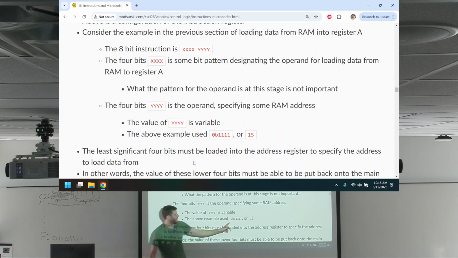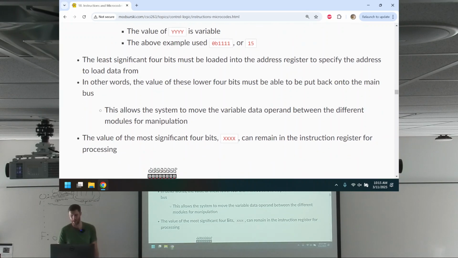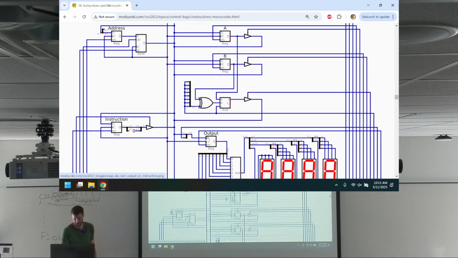Like in the above example, we used 15. But this is the information I've got to output from the instruction register and put into the address register. So that's why it needs to go back to the bus. In other words, the value of these lower 4 bits must be able to be put back onto the main bus. This allows the system to move the variable data operand between the different modules and be manipulated. The values of the most significant 4 bits will remain in the instruction register for processing in some way.